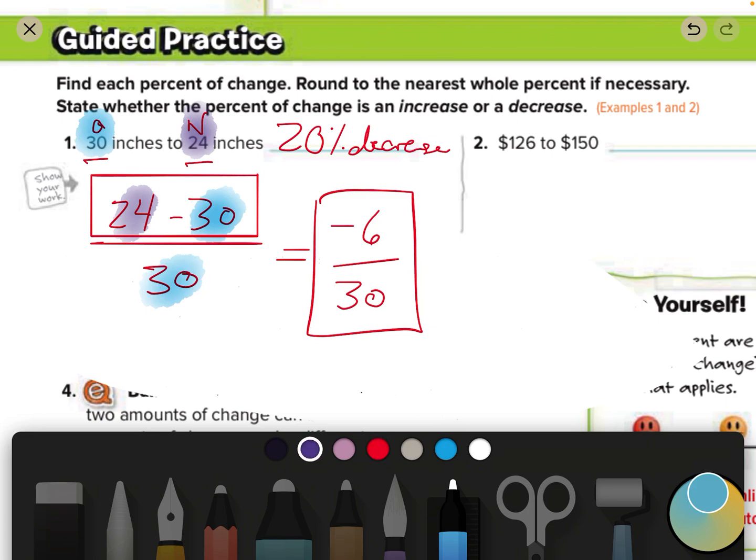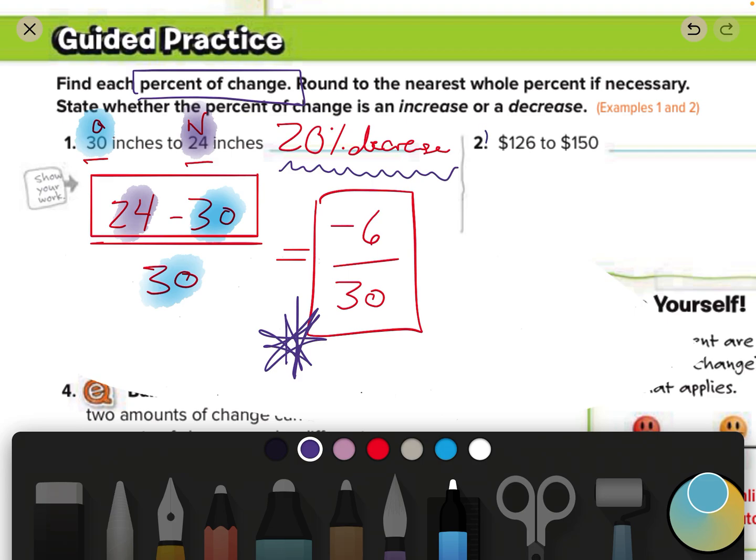Again, don't leave your answer just as a fraction like this, right? We take that fraction, and since it is called percentage of change, guess what? Your answer will be a percentage. So make sure that you're finishing this once you get the fraction amount. So you get your fraction, and then you turn it to a percentage.